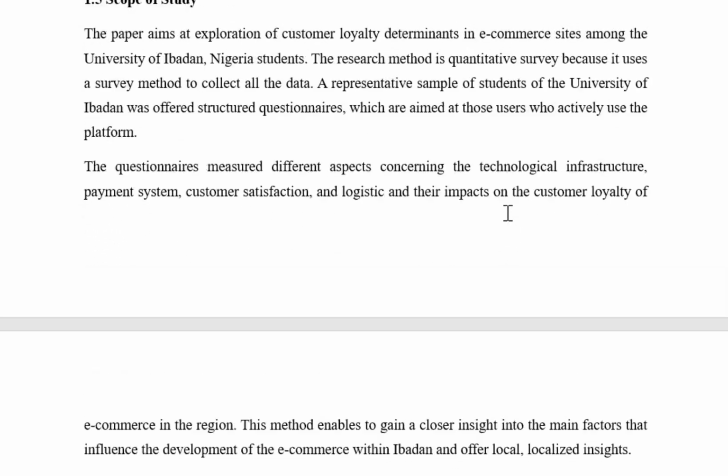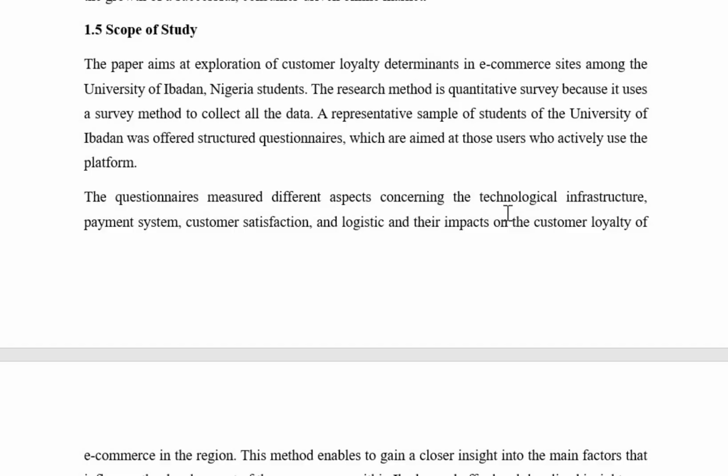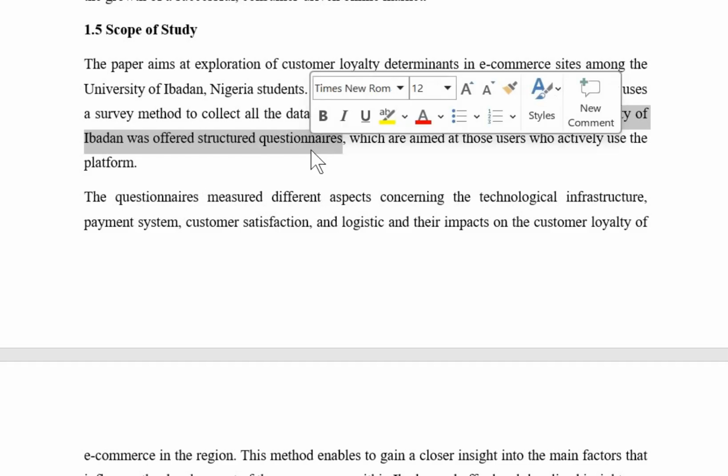Then the scope of the study. I've explained this to you, that scope is explaining the area of concentration. Are you concentrating on students? Are you concentrating on rural areas? Are you concentrating on urban areas? Are you concentrating on government? Are you concentrating on Nigeria as a whole? Or are you concentrating on states, probably your state? You have interest in how e-commerce platforms operate in states. But as far as this particular research is concerned, we are concentrating on students, University of Ibadan students. You see that a representative sample of students of University of Ibadan was surveyed using structured questionnaires.